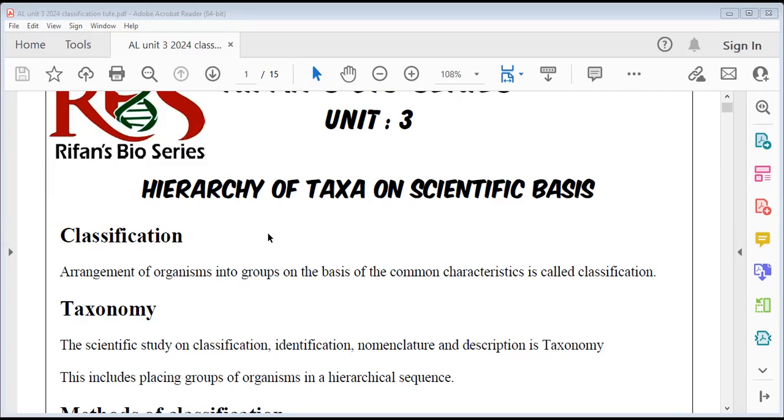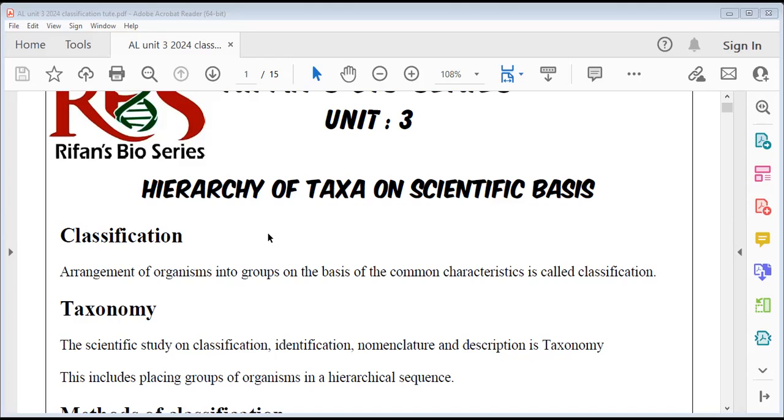Leech is an annelid. Earthworm is also an annelid. Leech and earthworm share so many common characters. Both of their bodies are segmented, segmented worms. Both of their bodies have coelom, body cavity. Both of them have a complete closed circulatory system. Like this, we can go on listing many common characteristics between earthworm and leech. That's why earthworm and leech are in the same group called Annelida.